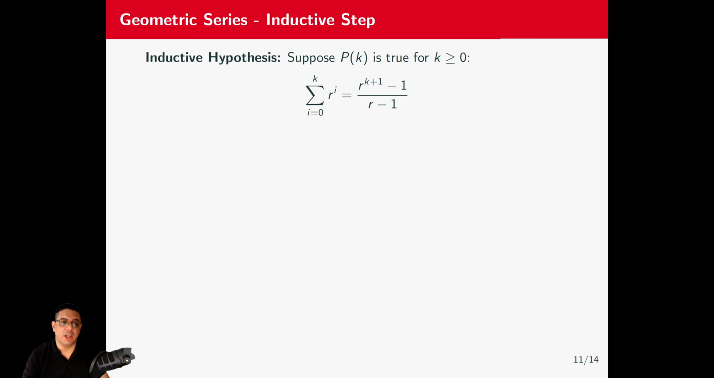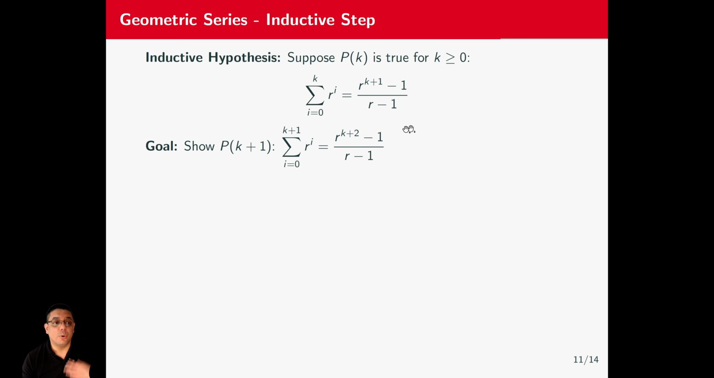Now, let's go to the inductive hypothesis. Let's suppose that P of k is true for a k bigger or equal than 0. So a certain k. That means that the sum from i equals 0 to k of r to the power i is going to be r to the k plus 1 minus 1 divided by r minus 1.